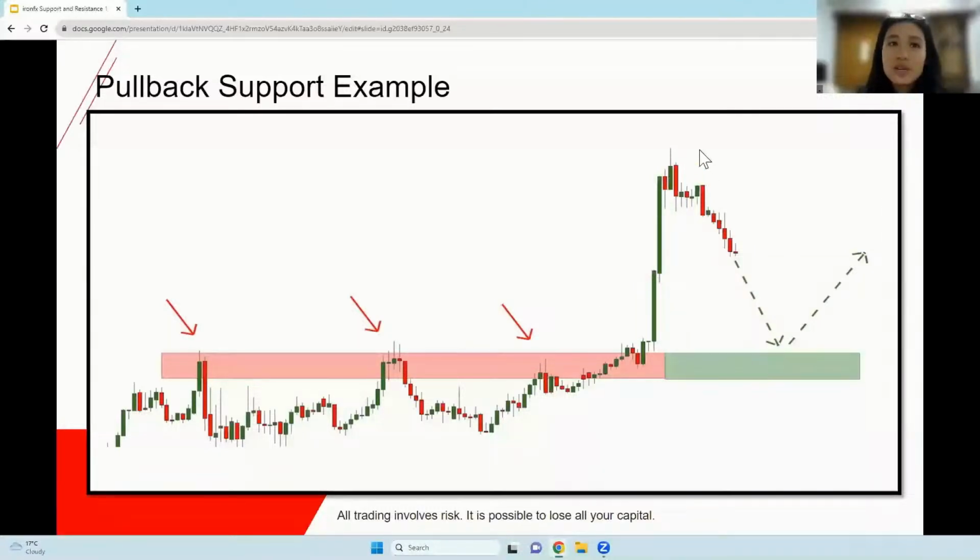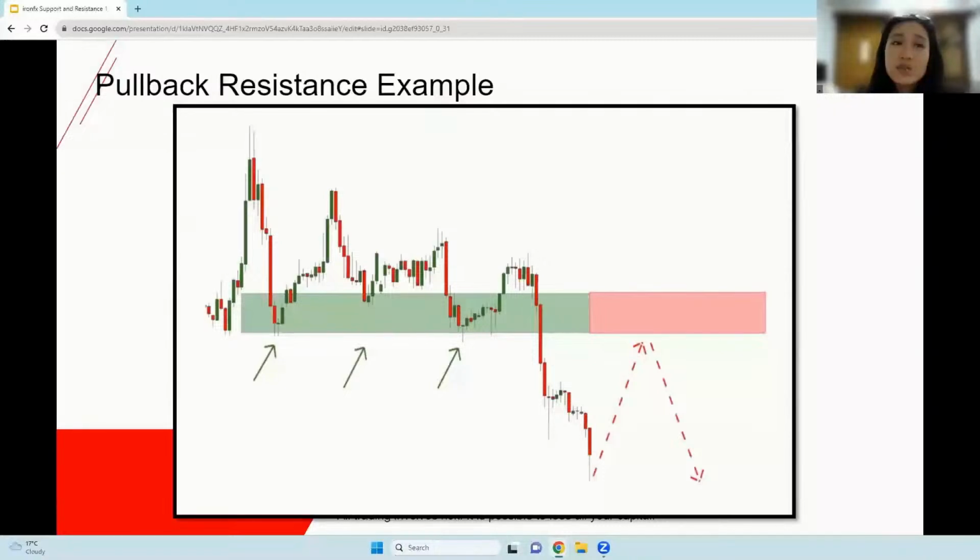So we call it a pullback support because we're expecting it to pull back or retrace back to the level, as you can see from the dotted arrows here. Another example. In this case, we have a pullback resistance. In the beginning, we have three swing lows that line up nicely. A swing low, we would think of as a support. Now that price has broken out of the support level, it's then a pullback resistance instead. So with the pullback resistance, we're expecting it to retrace back to that level.